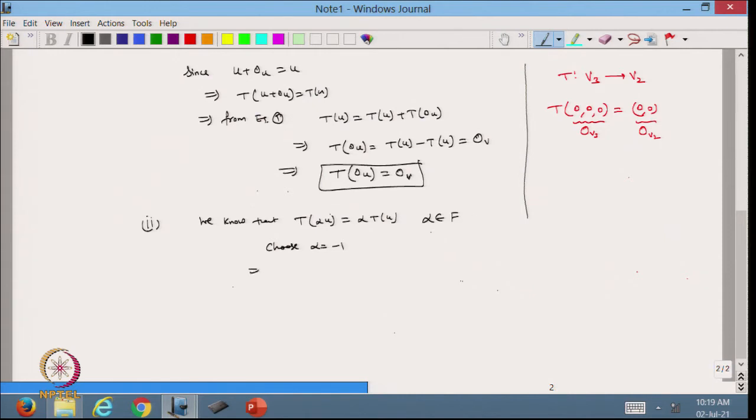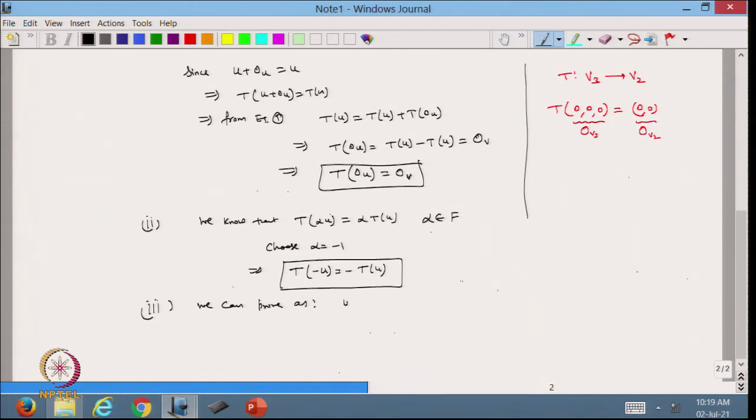So, from here we can have that T of minus U can be written as minus T of U, and this is true for all elements of U. And the third one we can prove as, like I have some linear combination.